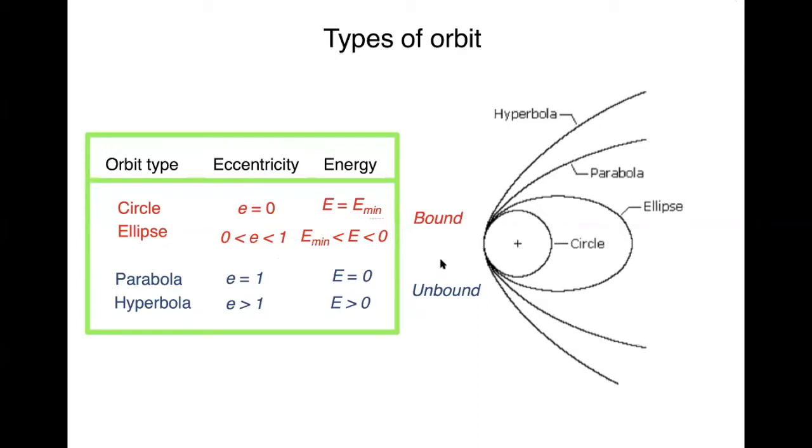The circle and the ellipse are examples of bound orbits, and the parabola and the hyperbola are examples of unbound orbits. By bound we mean that the energy is negative, and unbound means that the energy is either zero, in the case of the parabola, or positive, which is the case of the hyperbola. So let's see how we can get to the geometry of these orbits in the same way that we found the geometry of the ellipse for the bound orbits.